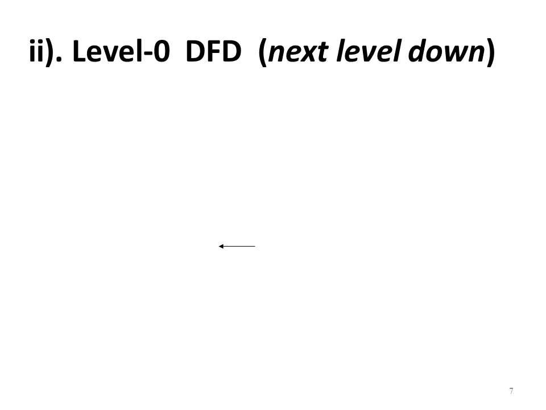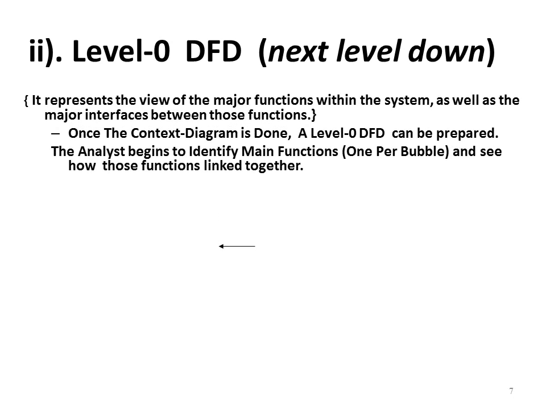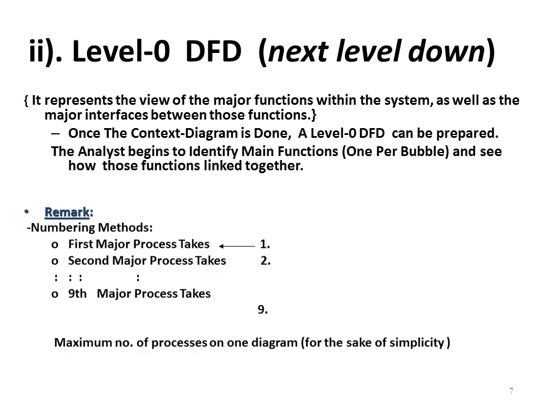Level 0 DFD, which is the next level, comes after the context diagram. Level 0 represents the view of the major functions within the system as well as the major interfaces between those functions. In other words, we can say that level 0 contains the main functional requirements for the system.